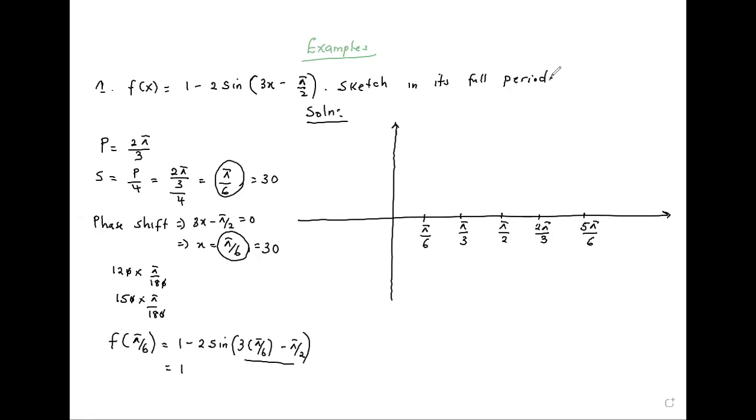Now, why not ending at 2 pi over 3? You've added up to 5 pi over 6. Because we have shifted it by 30.